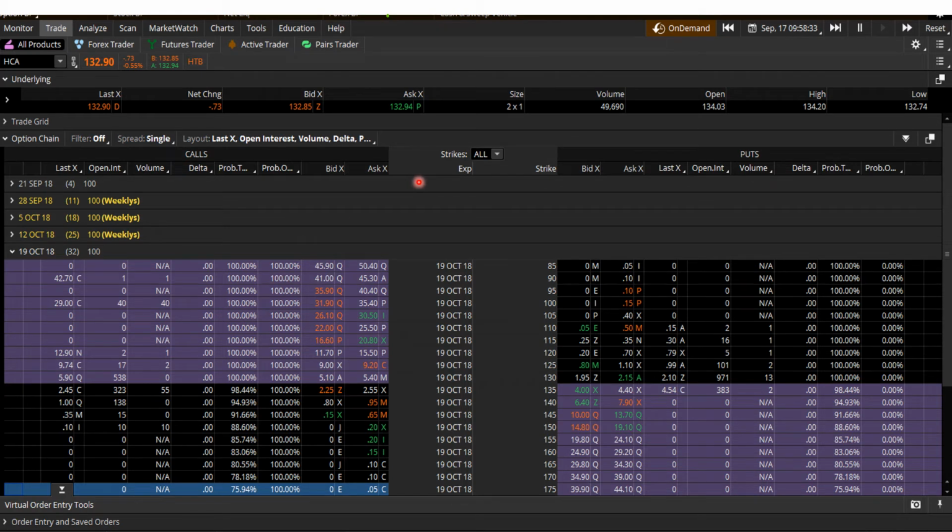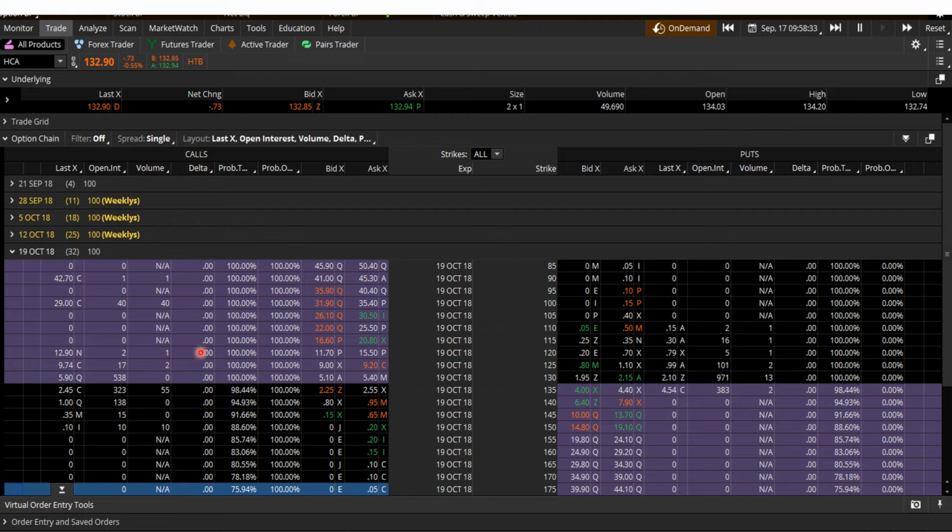This is our Thinkorswim platform provided by TD Ameritrade. Using the Thinkorswim platform, it allows us to use an on-demand feature to better explain this example. So on September 17th, as you can see from the time here, 9:58, Eastern Standard Time, and the ticker symbol HCA, which was the suggestion given by Green Money Watch. At the time, the price was $132.90. And you can see here, this is called an option chain.